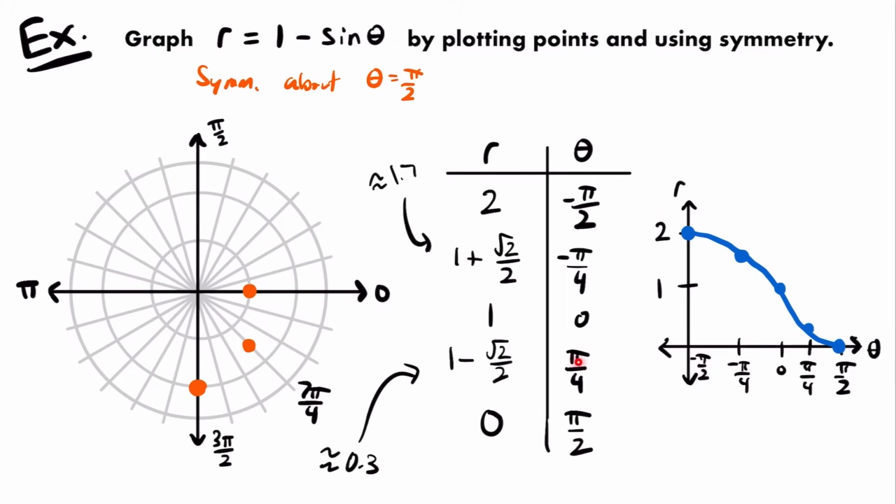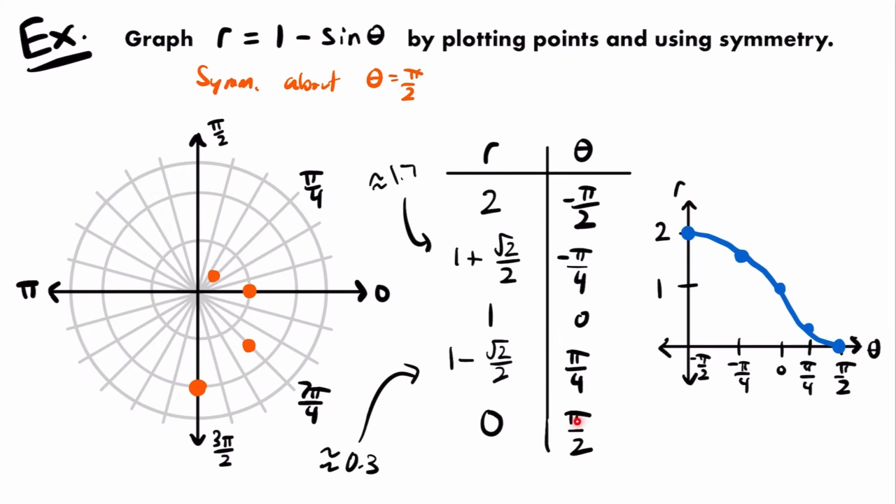Okay, then we have pi divided by 4 as our angle. That will take us halfway to pi divided by 2, this angle right here. That is pi divided by 4. And then our radius is 1 minus the square root of 2 divided by 2, or 0.3. So we're not going to be at a radius of 1 along the first circle. We're going to be below that, closer to 0, or closer to the origin. So right about here or so. So I'll plot a point right there.